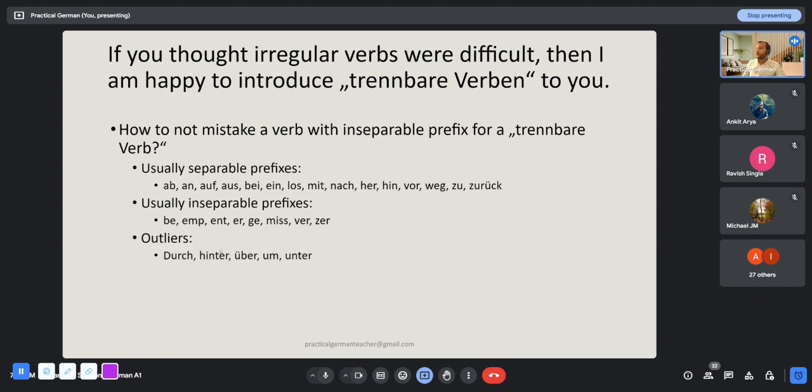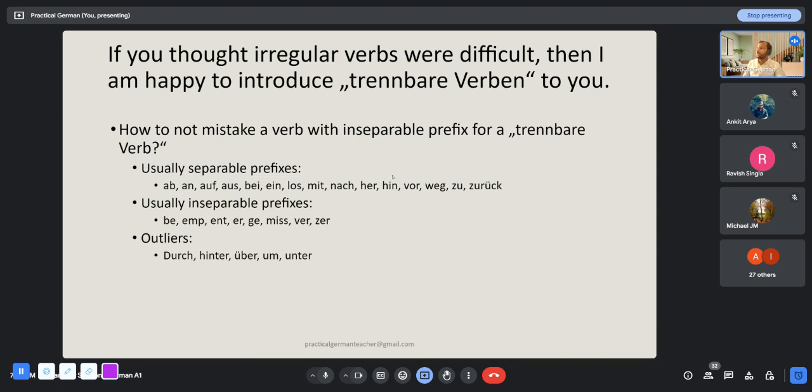Then you have, of course, outliers: durch, hinter, über, unter. Whenever you see a verb with these prefixes, you cannot be sure whether it is separable or not. So don't try to guess. You can guess, but I'm saying you may be wrong. So now the question is, should you memorize all these prefixes?